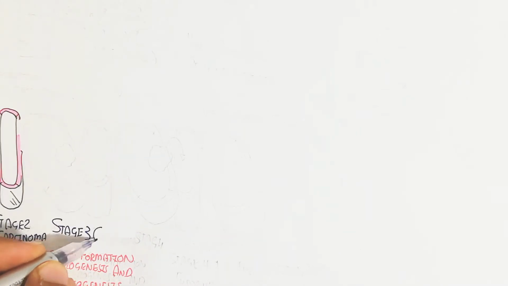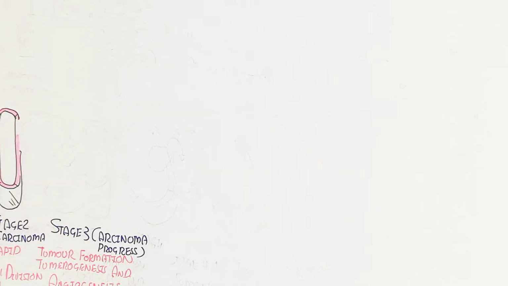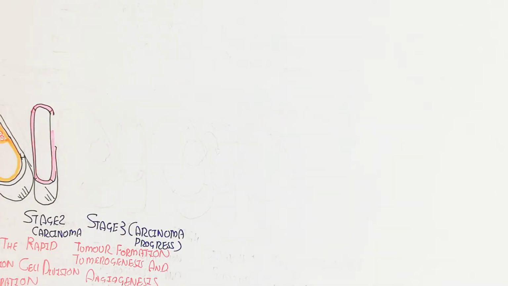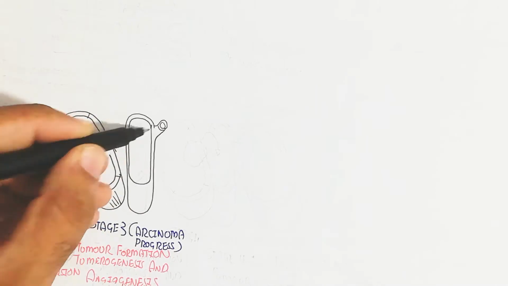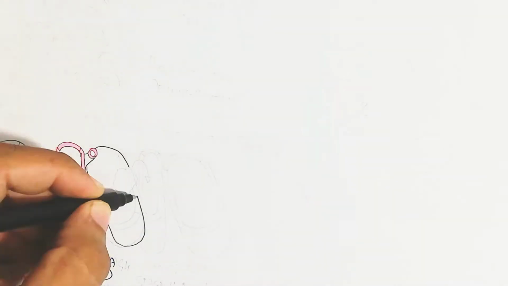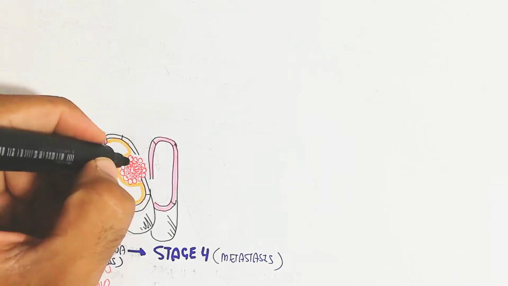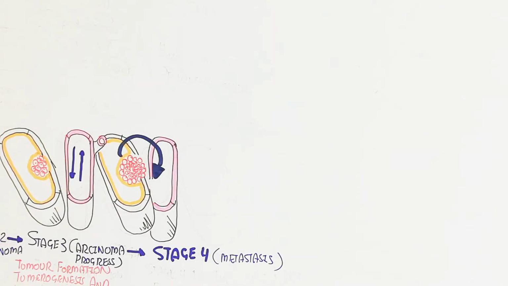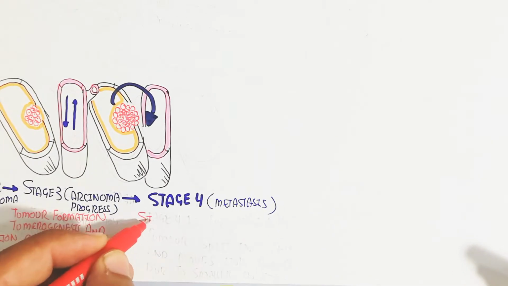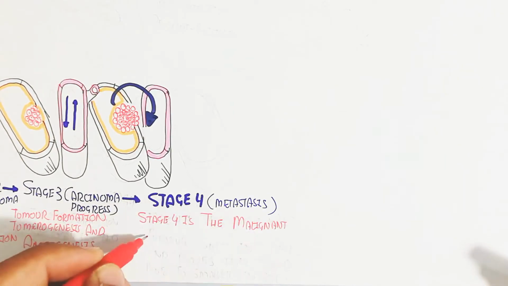Stage 3 is also carcinoma progression. Stage 3 can also be removed if detected early. So tumor formation, tumorigenesis, angiogenesis and growth factors are involved. After this, uncontrolled cell division decreases the size of the cells while the number of cells increases, and stage 4 is the metastasis.